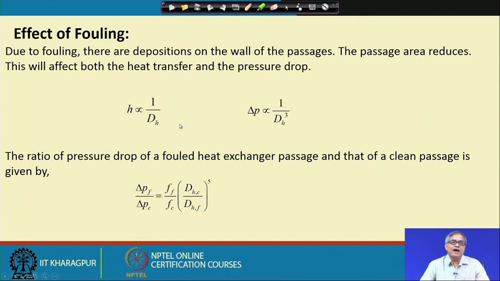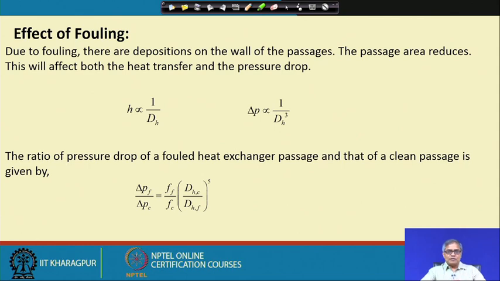Due to fouling there are depositions on the wall of the passages, and the passage area reduces. This will affect both the heat transfer and pressure drop. It has been shown that h is proportional to 1 by dH, that is hydraulic diameter, and delta P is proportional to 1 by dH cubed. This is some sort of a rough estimate, and again the surface area is changing. Here we have considered only the diameter effect or flow area effect.